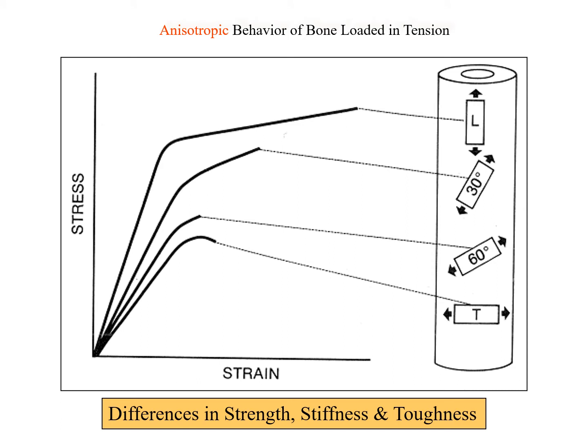These data show some of the complications of this composite material, bone. So this is a bone that has been loaded in tension, but the tension has been applied along different axes. So it has been applied parallel to the long axis of the bone, but also perpendicular to the long axis of the bone and at 30 and 60 degrees. And you can see the stress and strain relationship varies quite a lot depending upon exactly how you're pulling on that bone. So this is known as anisotropic behavior.